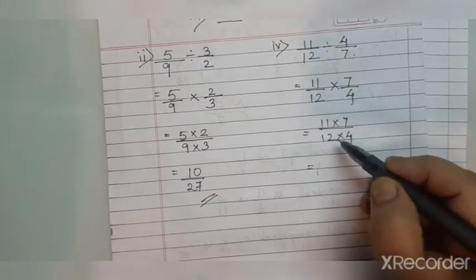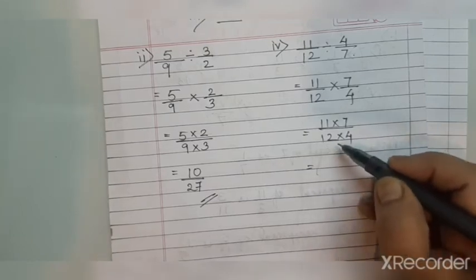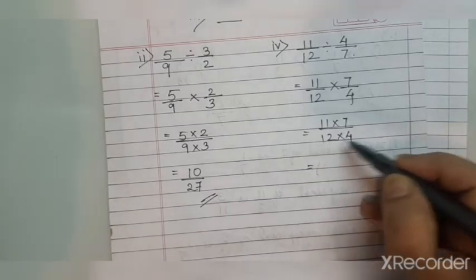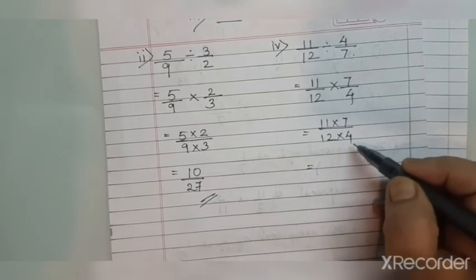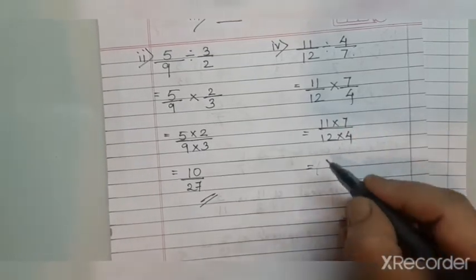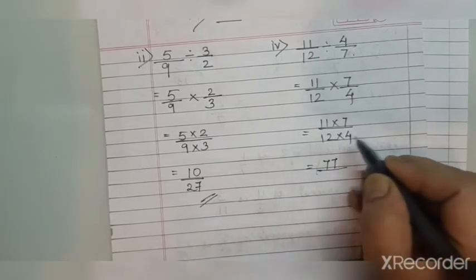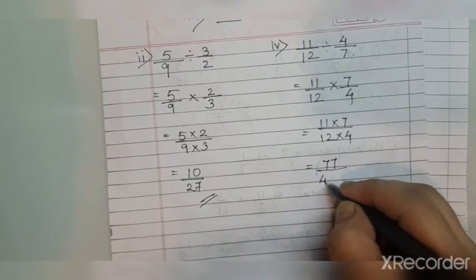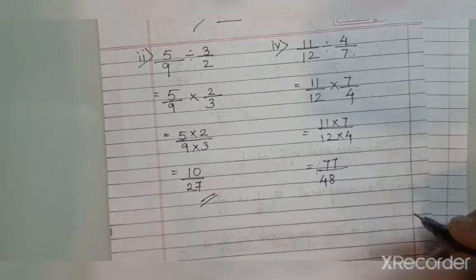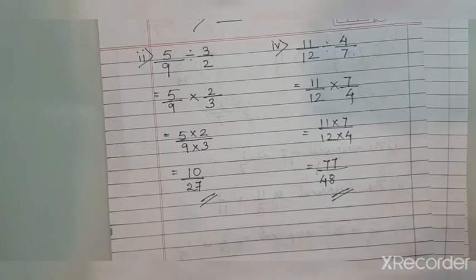So here we have 12 and 4. Again 12 and 4 are present in the table of 4. 4 1s are 4, 4 3s are 12. But we cannot cancel them because they are multiplied. They are next to each other. It should be up and down. So we multiply 11, 7s are 77 and 12, 4s are 48. Okay, and this 77 upon 48 becomes the final answer.